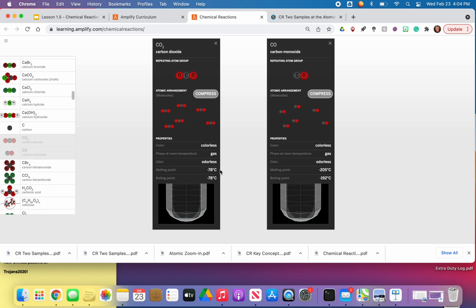Here's where we've got some differences. The melting point and boiling point are both at negative 78 degrees Celsius for carbon dioxide. Carbon monoxide, melting point is negative 205 degrees Celsius. Boiling point is negative 192 degrees Celsius. So we do not share the same properties.